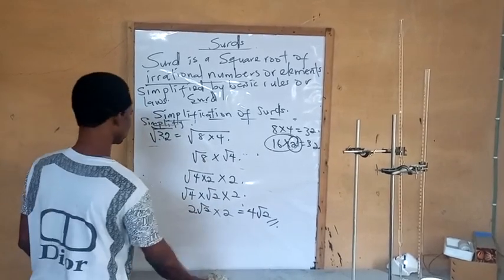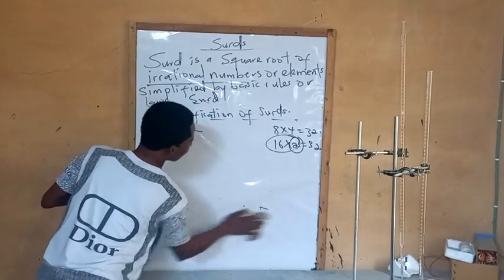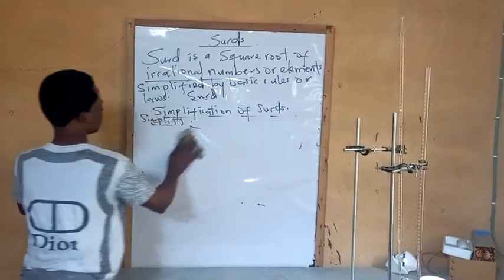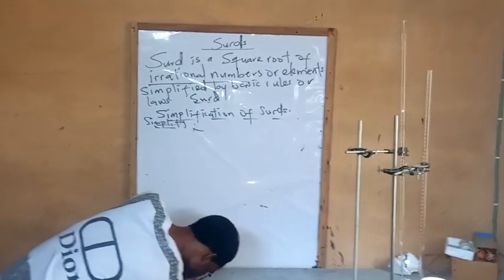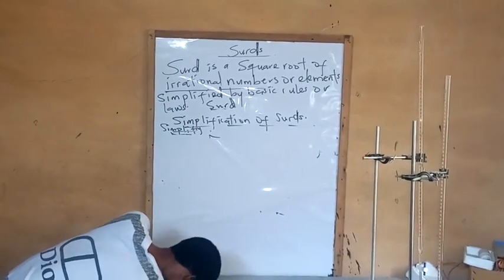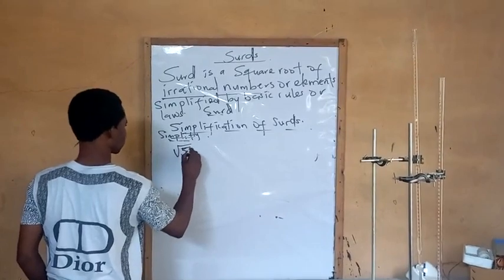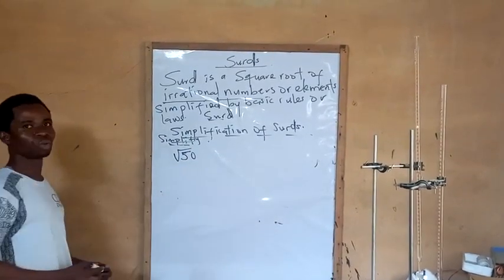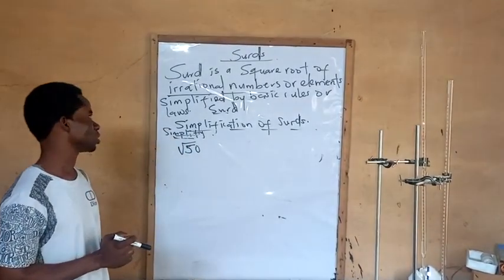Now, let's take another one. When we get how to simplify surds, the remaining will be much simpler. Let me take another example here that we can simplify together: 50. If they ask us to simplify square root of 50 as a surd.